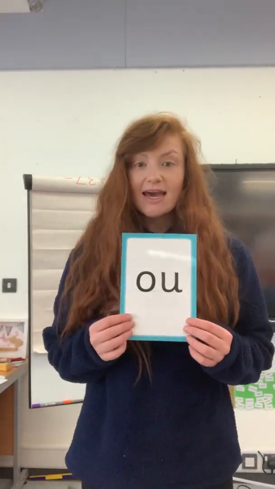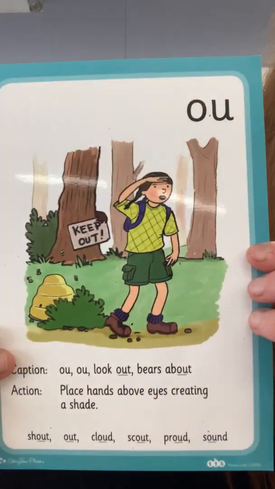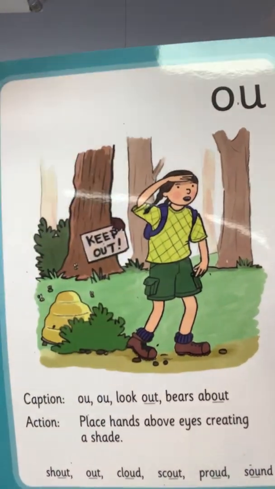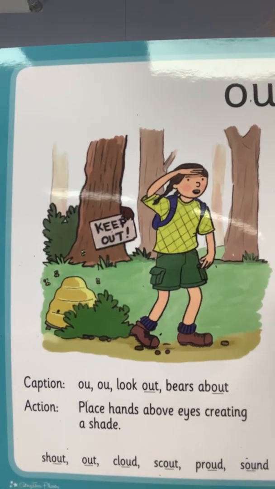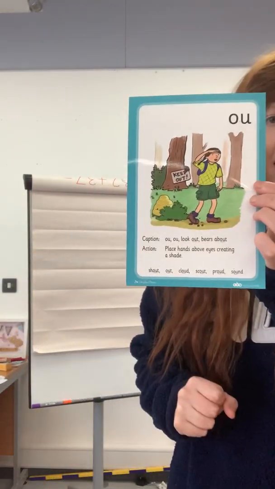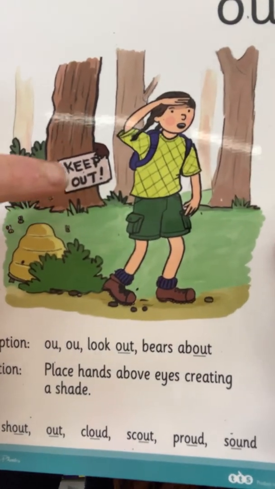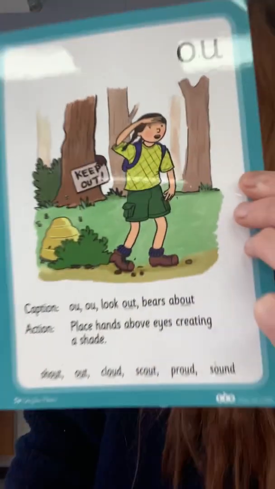Now we're going to recap our sound today. And our sound today is the digraph ow. So our caption action, we can see there's a little boy here and he's got his hand up to his forehead and he's looking out. So he's in the woods, and in some of the woods, in different countries, there are bears. And in this wood, there are some bears. And you can see here it says, keep out. And there's a little bear's paw.